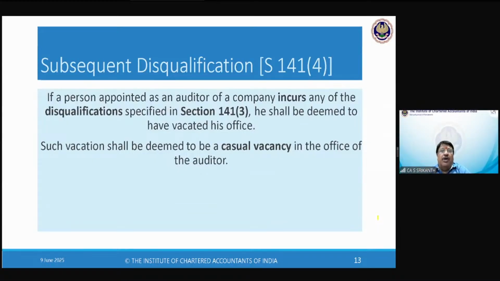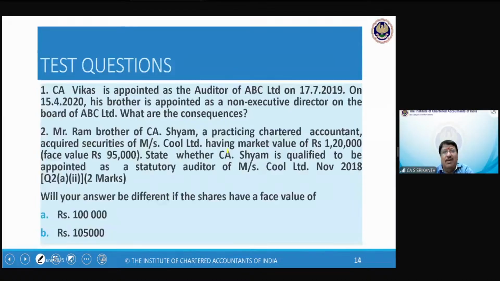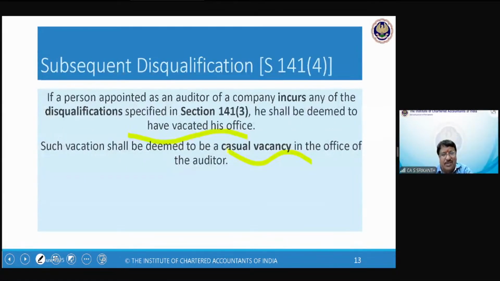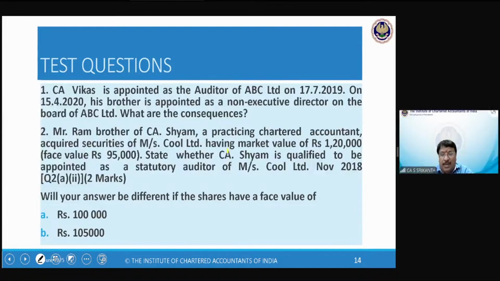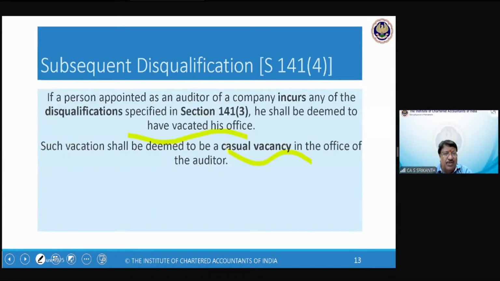If a person appointed as an auditor of a company incurs any of the disqualifications, he shall be deemed to have vacated his office. Vacated. And this will be deemed to be a casual vacancy. What will happen if it's a casual vacancy? We will see. Casual vacancy other than resignation, the board can appoint a replacement. So in this case, disqualification will become a casual vacancy. We will see when we come to casual vacancy. But in casual vacancy, there are two types: by resignation of CA, and not resignation. This will come under not resignation.